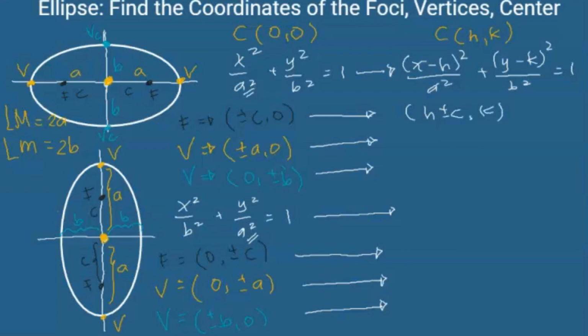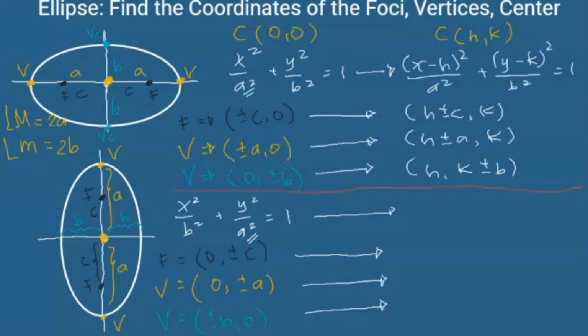For the major vertices, the coordinates would be h plus or minus a and k. And for the minor vertices, it would be h, k plus or minus b.